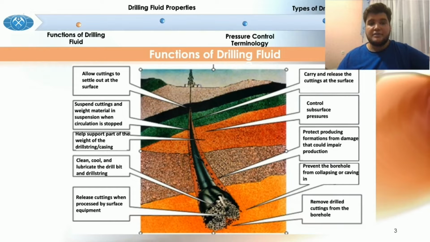Next is to prevent the borehole from collapsing or caving in. Clean, cool, and lubricate the drill bit and drill string. Protect the producing formation from damage that could impair production. Help support part of the weight of the drill string and casing. Control subsurface pressures. Suspend cuttings and weight materials in suspension when circulation is stopped. Carry and release the cuttings at the surface, and allow cuttings to settle out at the surface.